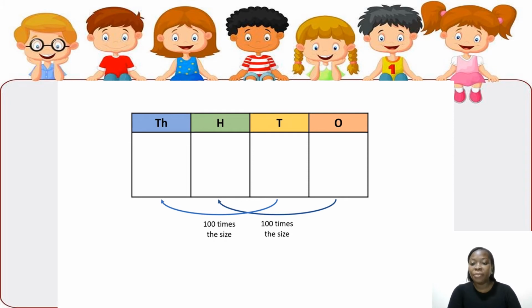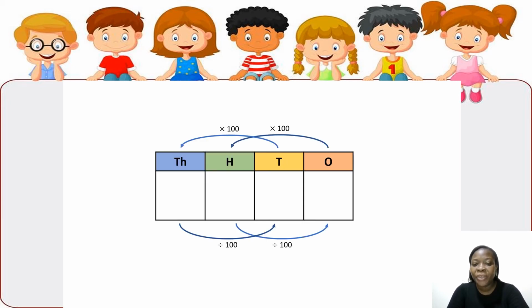Now, when we learned multiplying by 100 using the place value grid, we learned that the hundreds column is 100 times the size of the ones column. The thousands column is 100 times the size of the tens column. Now, what happens when we divide by 100? Here we go. When we divide by 100, the tens column is 100 times less than the thousands column. The ones column is 100 times less than the hundreds column.